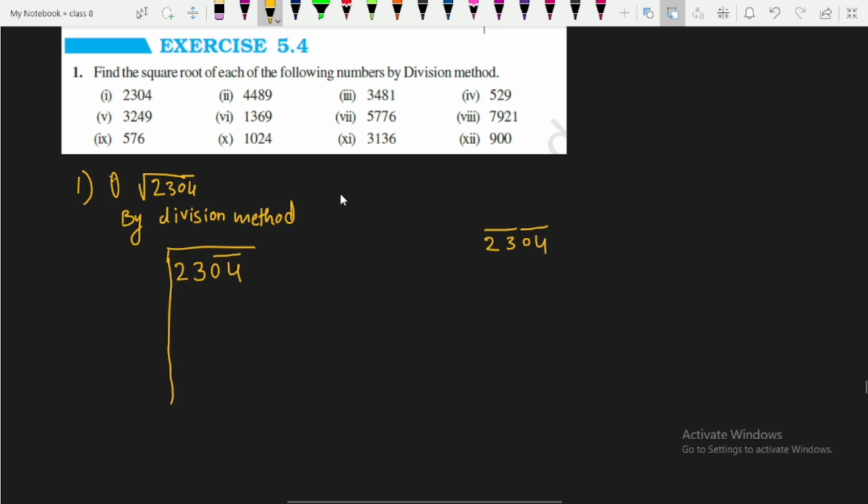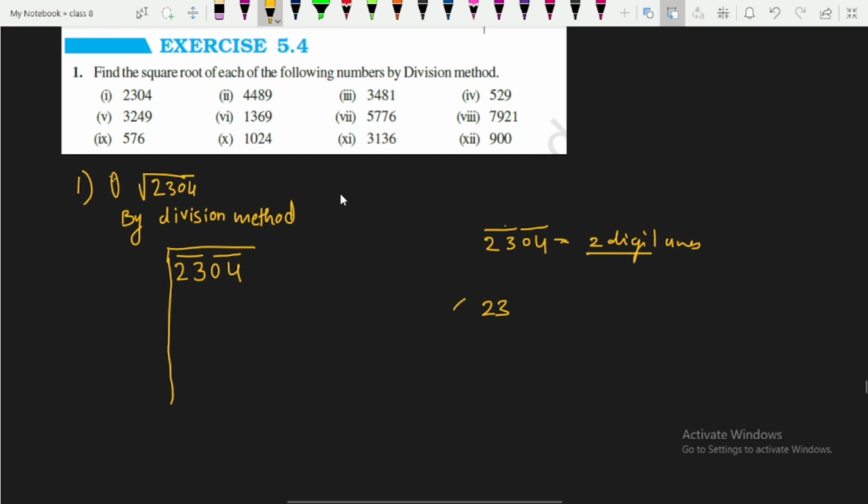What does this bar indicate? The answer will be a two-digit answer, because the number of bars is two. So we have to find the square root of 2304. First, look at the first bar on the left side, that is 23.